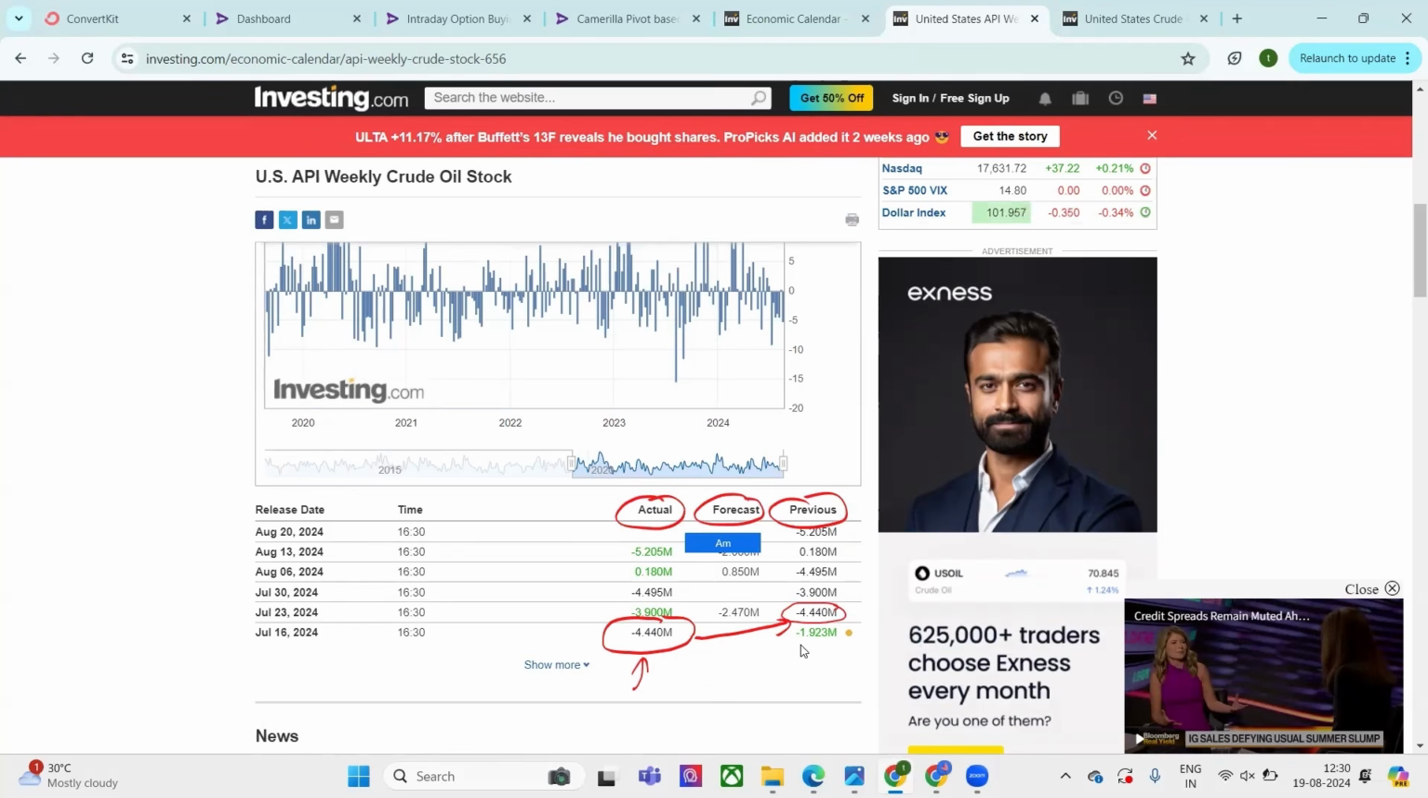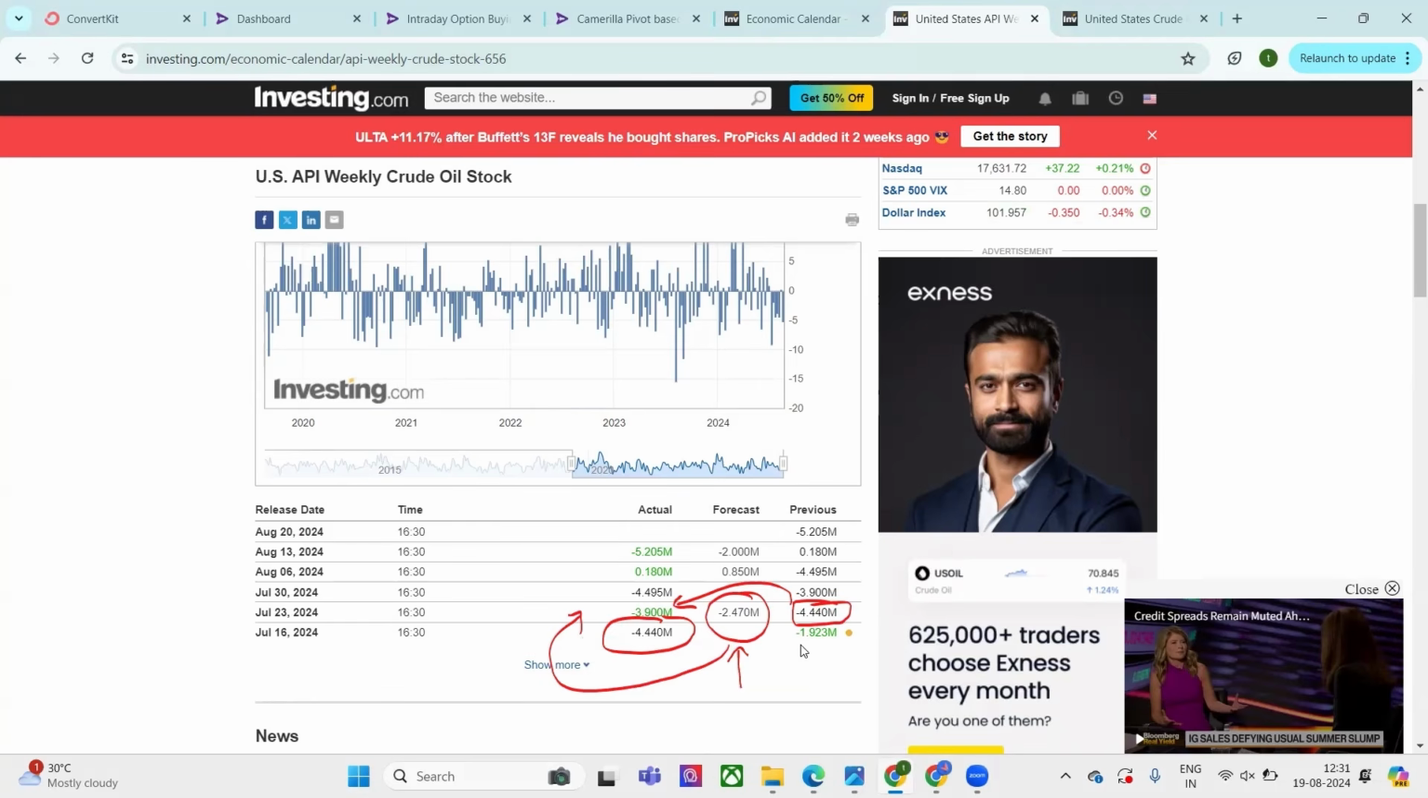Forecast means what is expected. So previous will come here, and this is the forecast. If you look at this, it is minus 3.9. What is actual? Actual is minus 3.9. How will you interpret that? Compared to the previous, it is more, right? Because you got 3.9. But compared to the forecast, how was it interpreted? It is less. So whenever forecast is there, you need to give importance to forecast. I repeat, whenever forecast is there, you need to give importance to forecast.